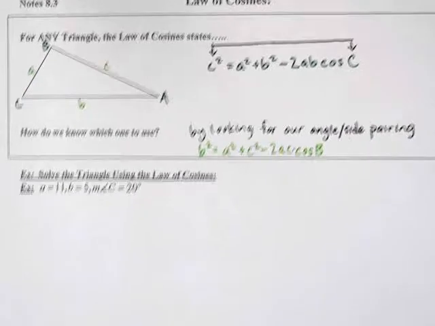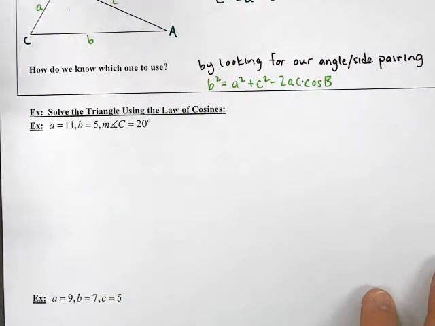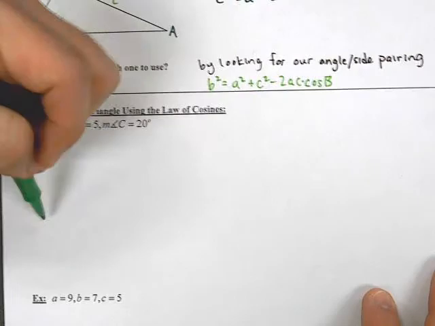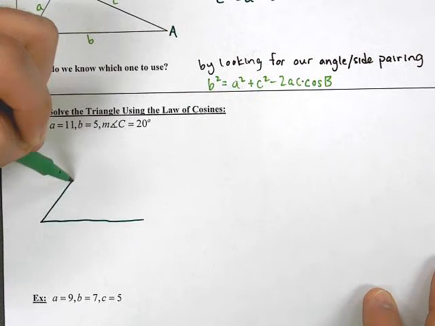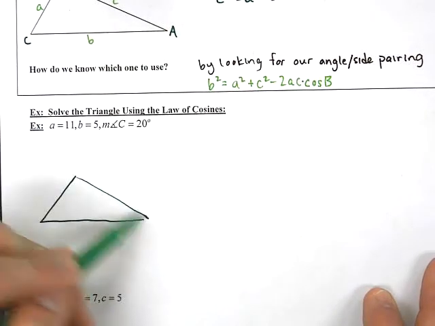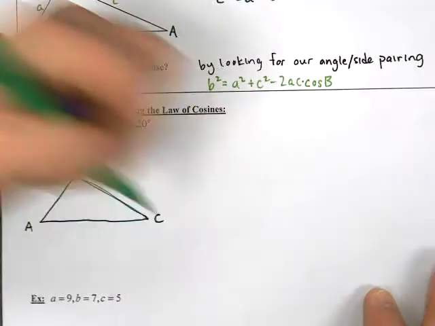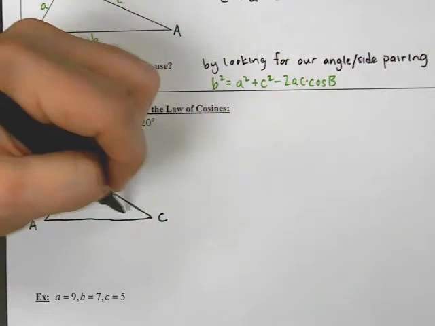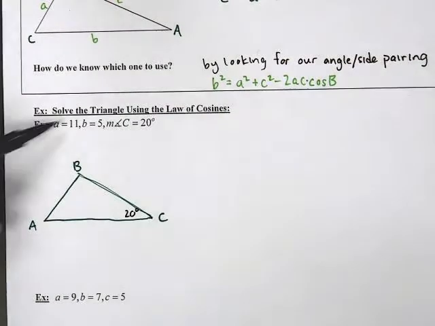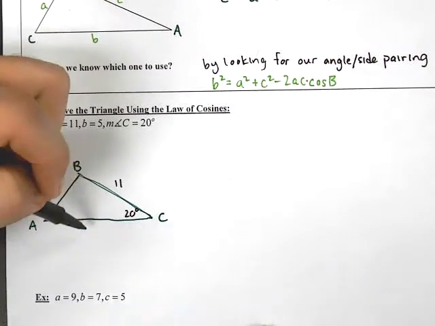Alright, so, here we go. Solve this triangle using the law of cosines. We have two sides and an angle, so we're going to sketch a picture. We'll call this A, B, C, and then we can label some things. We know that we have a 20-degree angle. We know that the side across from A is 11. Ooh, this is not to scale. And we know that B is 5.